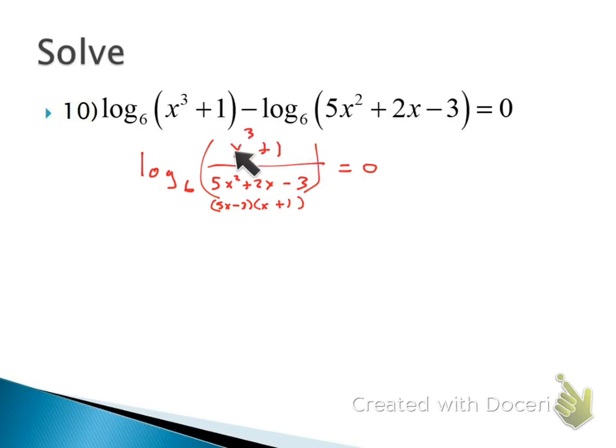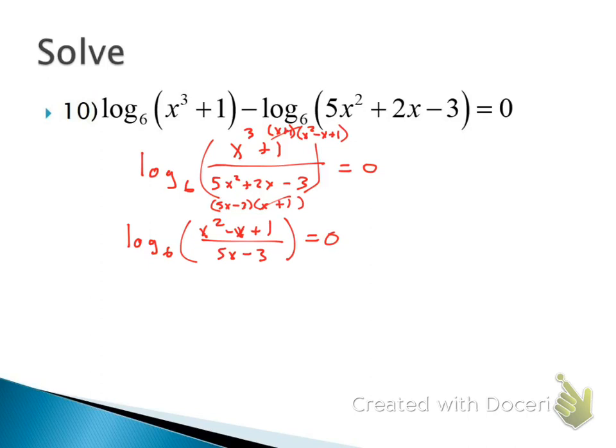And remember, we already stated that x cubed plus 1 is x plus 1 times x squared minus x plus 1. Did I do that right? So those x plus 1's cancel. So now I have log base 6 of x squared minus x plus 1 all over 5x minus 3 equals 0. We still good? Questions? Okay, what do I do now?